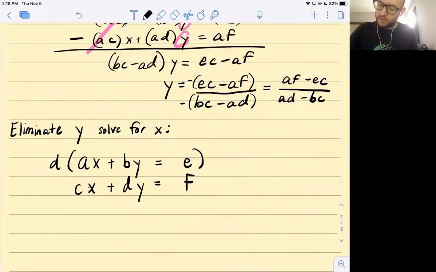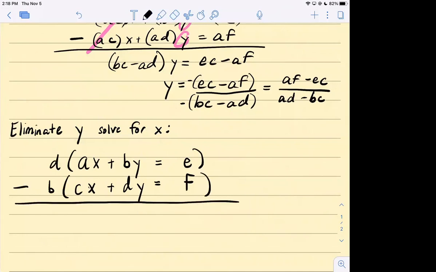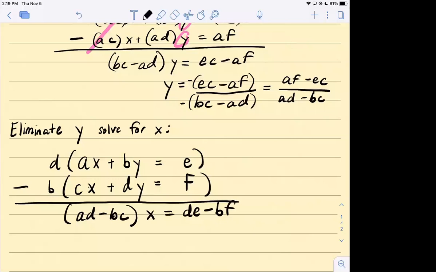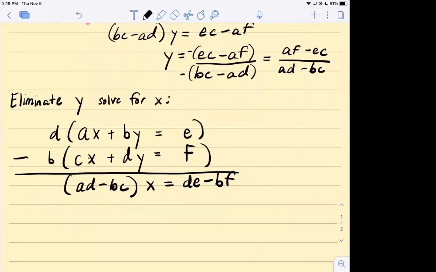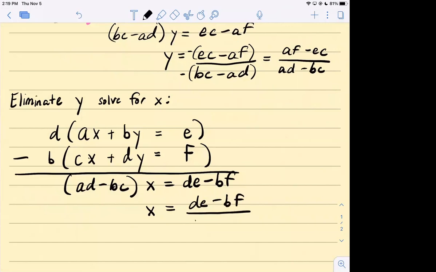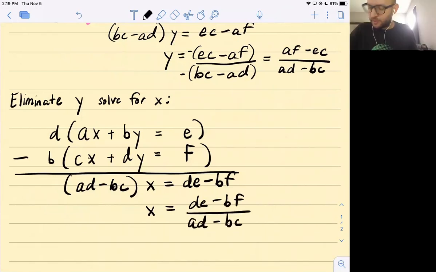Nice. And then you subtract, right? Yeah, and when I subtracted, I got parentheses AD minus CB parentheses X equals DE minus BF. Perfect. And then I divided by AD minus BC from X, and I got X equals DE minus BF over AD minus CB. Excellent. Awesome. Thank you, Gabby. That's great. AD minus BC. Okay.